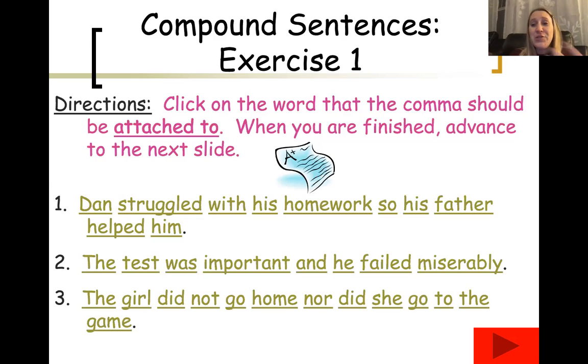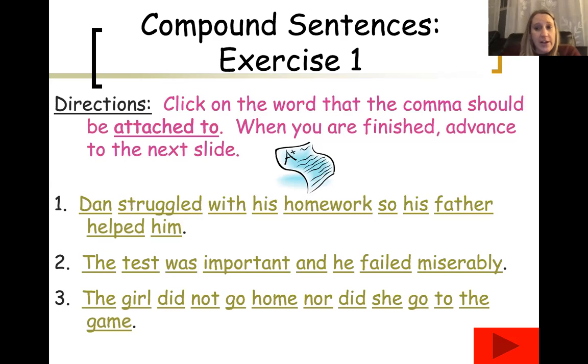In these instances, you could have these as two separate sentences. You could put a period after important and have two short sentences, but we kind of want to make our writing flow a little better. So these are ways to make our writing better.